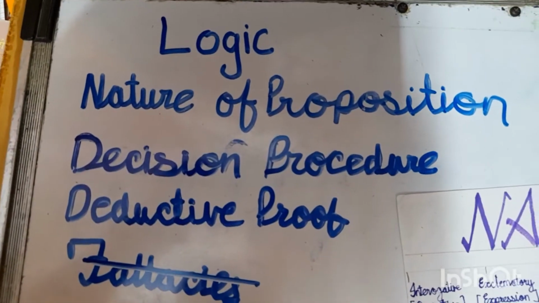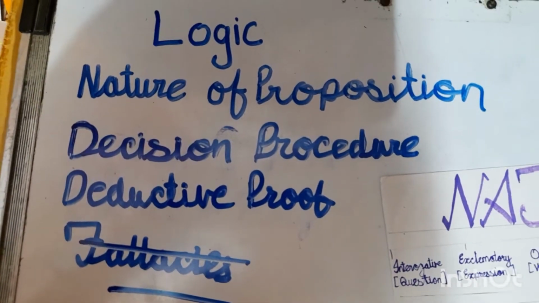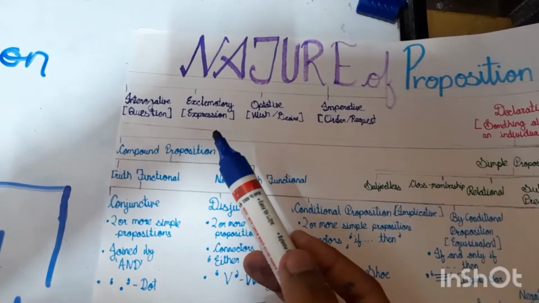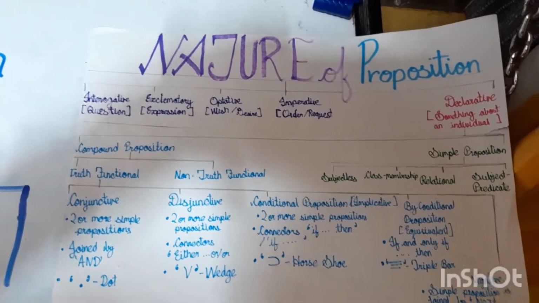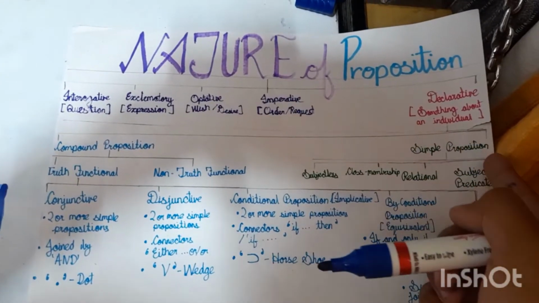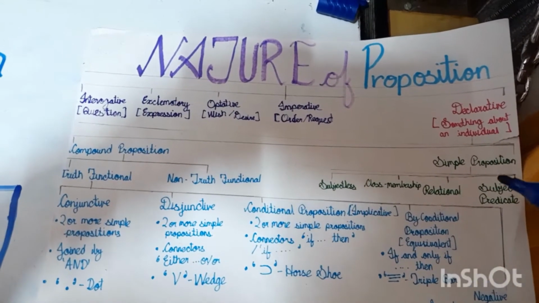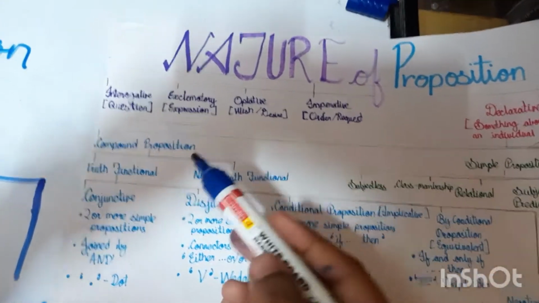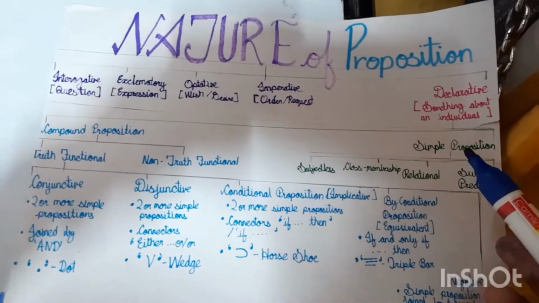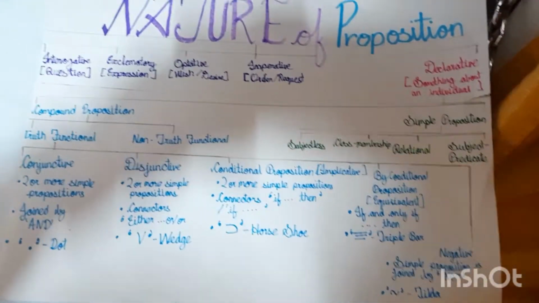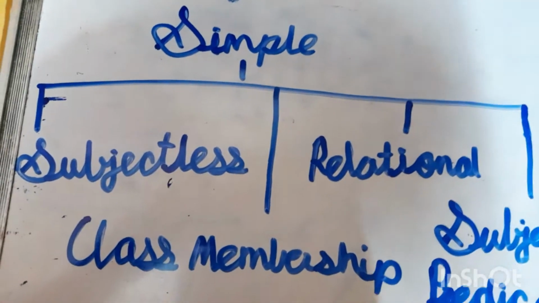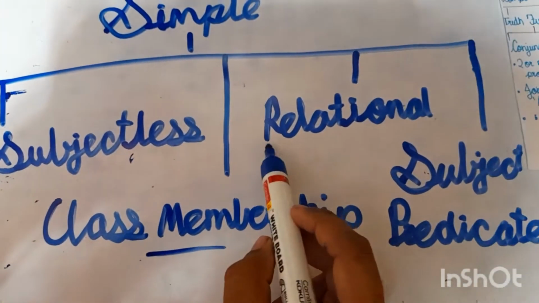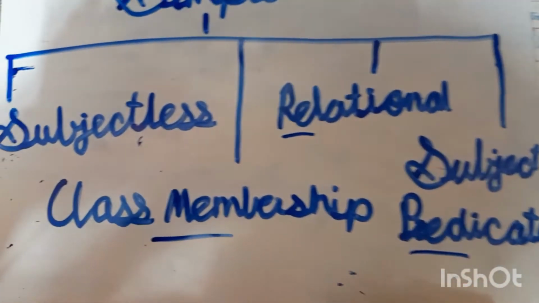So let us quickly begin with nature of proposition. We have already studied the types of sentence numerous times. A declarative statement or sentence is known as a proposition, and it is further divided into compound proposition and simple proposition. In simple proposition, there are 4 subtypes: subjectless, class membership, relational, and subject predicate.